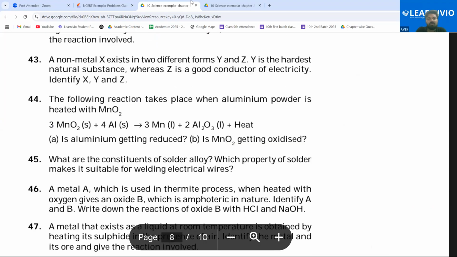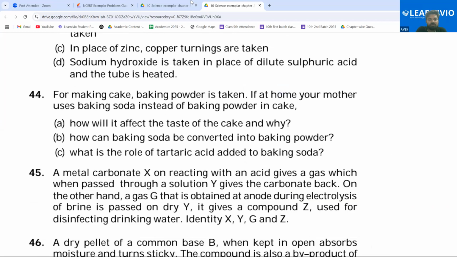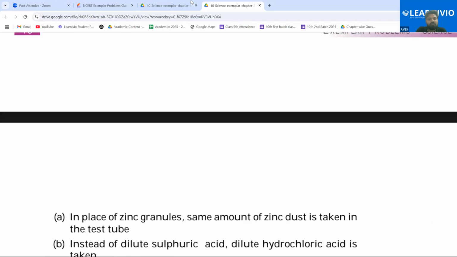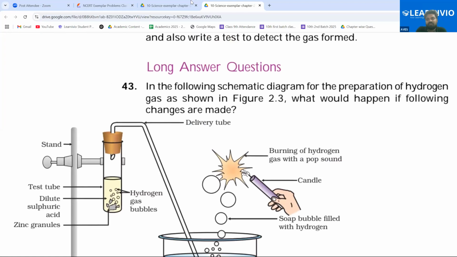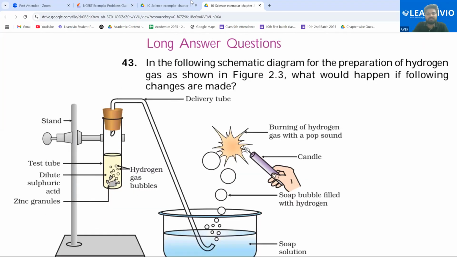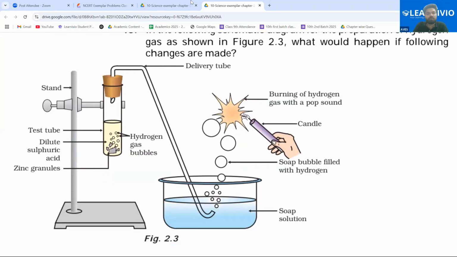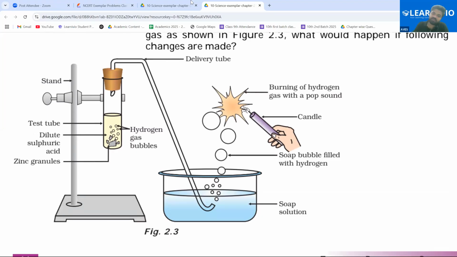Are you there? So try to answer these questions. For example, you have an experiment in which zinc is added to dilute sulfuric acid. You know that dilute sulfuric acid, when it reacts with zinc, gives you zinc sulfate plus hydrogen gas. Now this hydrogen gas is produced here.